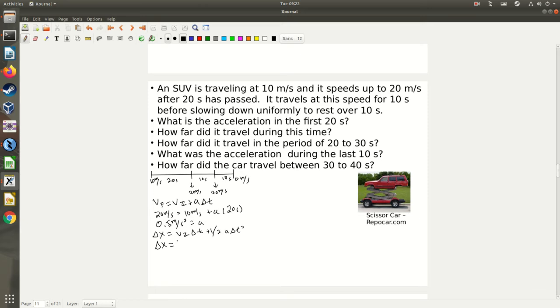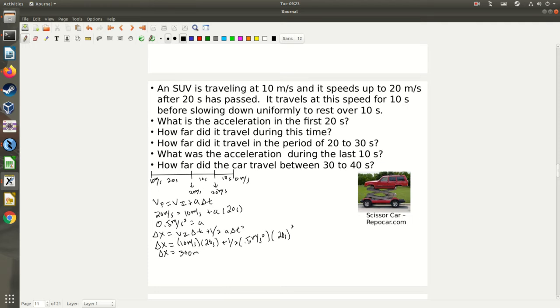So I take my initial speed of 10 times 20 seconds plus 1/2 of my acceleration, which was 0.5 meters per second squared, and then 20 seconds squared. Remember, your time is the only thing that's squared. That gives you seconds squared, which cancels out with this second squared, leaving you a unit of meters, which is what you want. Once you solve this, you should get 300 meters. So, 300 meters.